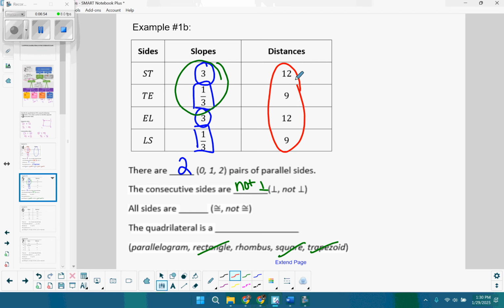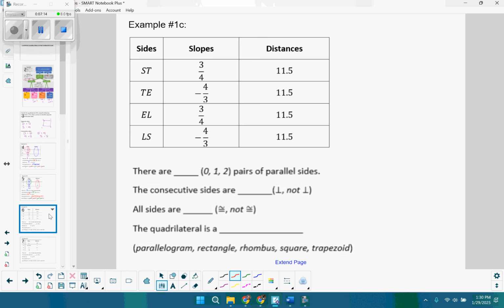When I look at my distances, 12 and 9 are not the same. So we're going to say not congruent. So if all sides are different, it's not the rhombus, it's the parallelogram. Another one together. The 3/4 and the 3/4 match. -4/3 and -4/3 match. So we have two pairs of parallel sides.